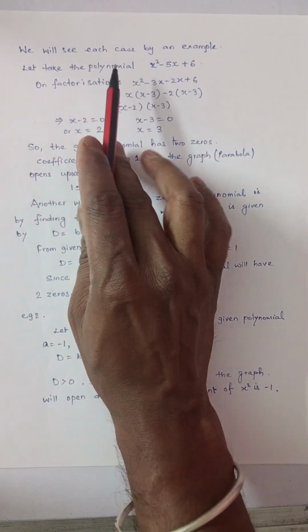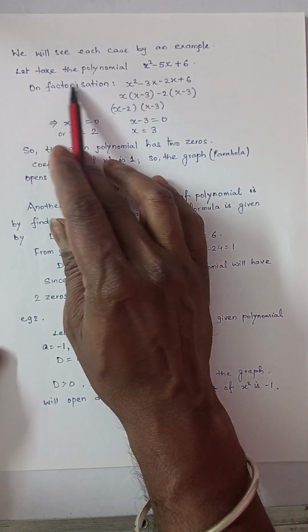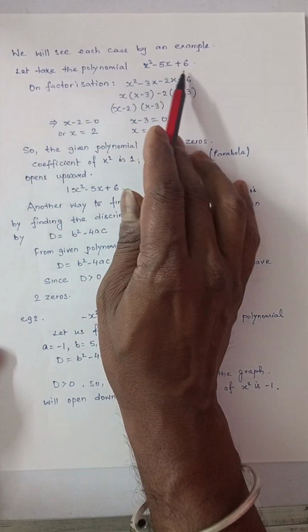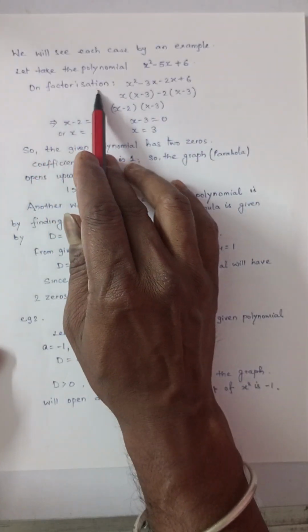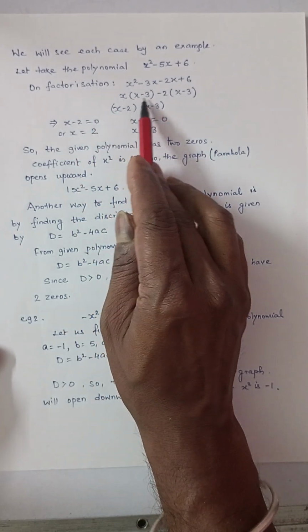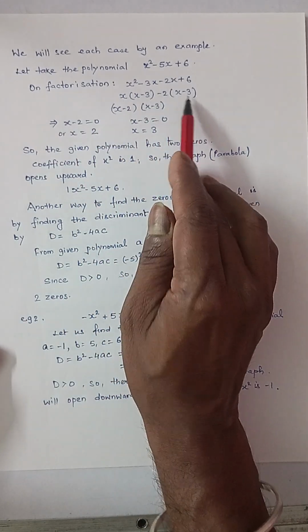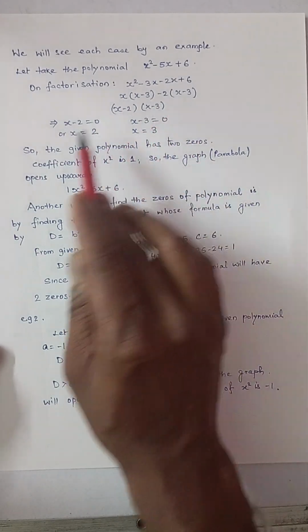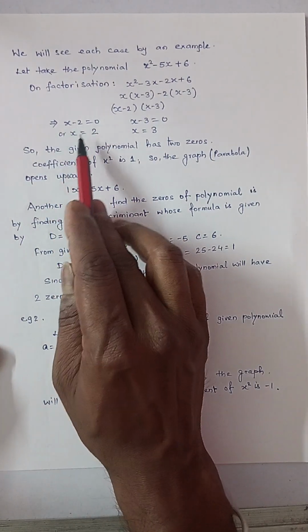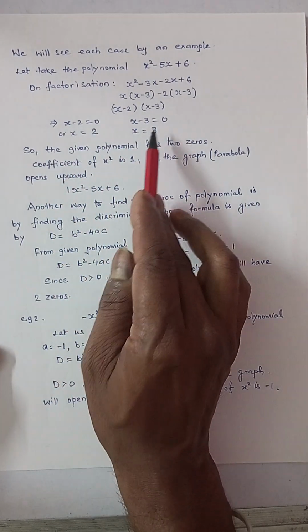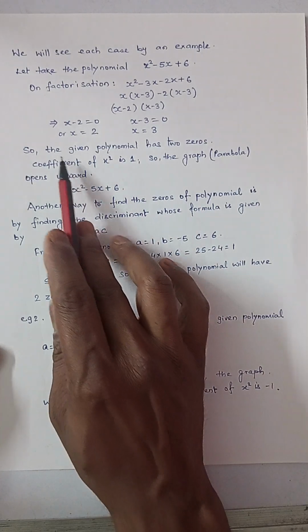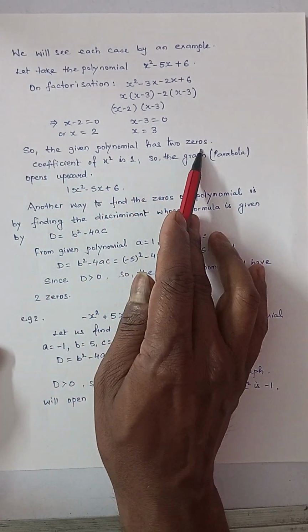Now we will see each case by an example. Let us take the polynomial x square minus 5x plus 6. On factorization, we get x square minus 3x minus 2x plus 6, that is (x minus 2)(x minus 3). x minus 2 equals 0 or x equals 2, x minus 3 equals 0 or x equals 3. So the given polynomial has two zeros.